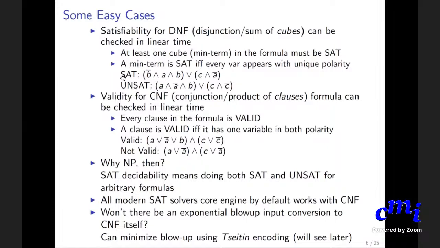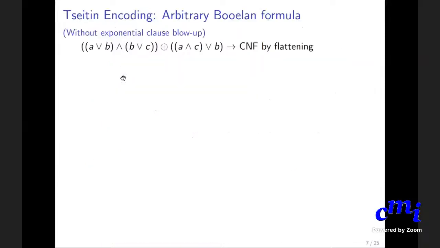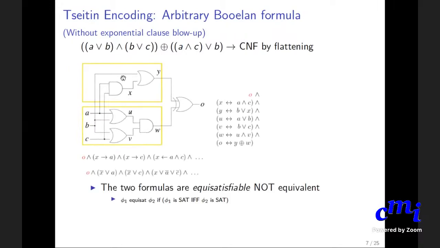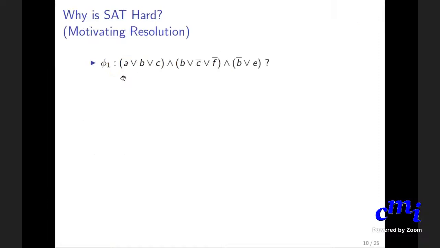There is some clever encoding that you can actually use, which we will see later on, maybe towards the end of this lecture, or if time permits, in the next lecture. It works by introducing new additional variables which are linear in the size of the formula, and it avoids the exponential explosion in the number of clauses that are needed. For now I'm going to skip the encoding slides that I have.